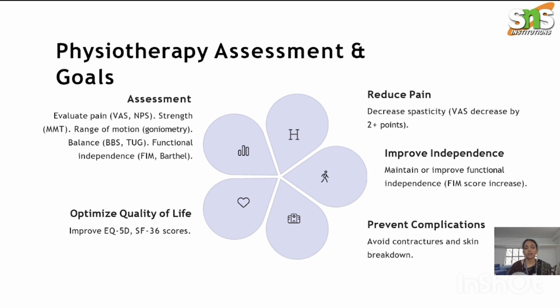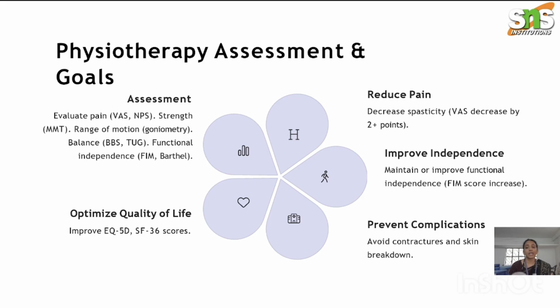In assessment, we have to evaluate the pain with the help of the visual analog scale or numerical pain rating scale. And strength assessment has to be done with the help of manual muscle testing. Range of motion has to be assessed with the help of a goniometer. Balance should be assessed with the help of the Berg balance scale and the timed up and go test. Functional independence with the help of the functional independence measure and Barthel index. These kinds of scales will help us to come to a clear conclusion about the present clinical state and present functional state of the patient.